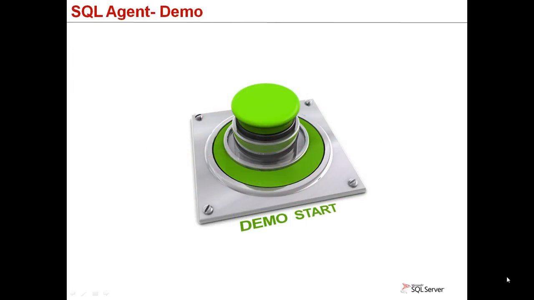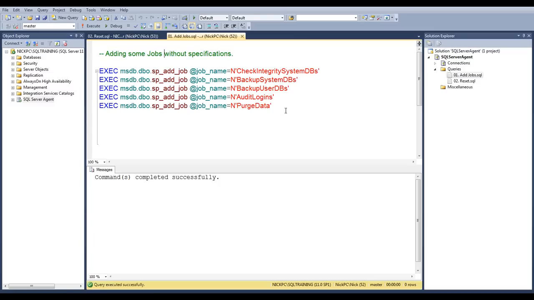In the next demo, we are going to look at basics for job creation, configuration, and output monitoring. To start, I'm going to add some jobs to my SQL Server without specifying any properties, just the job name, using the sp_add_job system stored procedure. So we have the integrity check, backup system databases, backup user databases, audit logins, and purge data. These names were randomly chosen. I'm just going to deal with one of this list, which will be backup system databases, so you can actually see how it is inside SQL Server Agent.